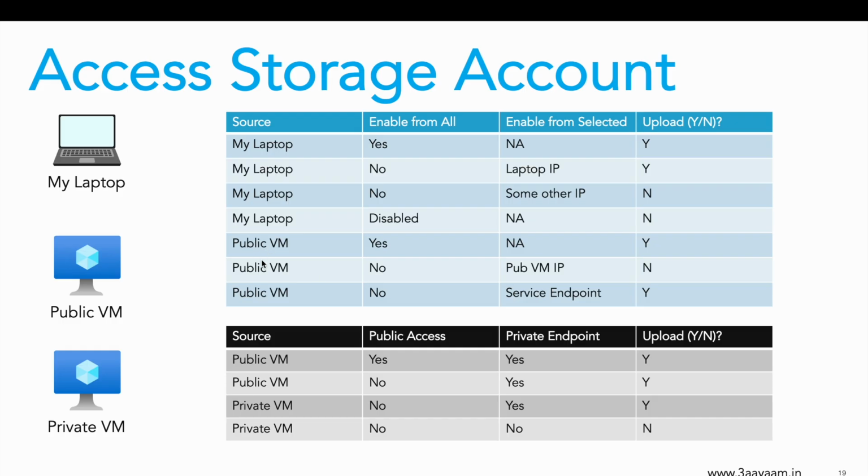So we have done the second part of the testing also using public VM, and let us go ahead and do the final testing using private VM. Of course, if you use private VM, there cannot be any public access. We'll only have private endpoint. So using private endpoint and inside of the private VM, we should be able to upload the file. If the private endpoint is not there, the upload should fail.